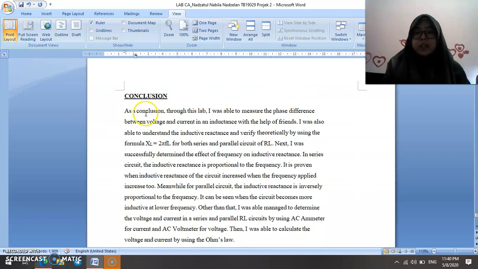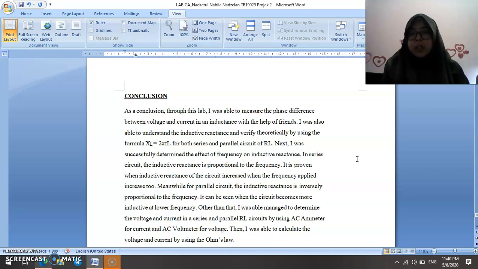As a conclusion, through this lab, I was able to measure the phase difference between voltage and current in an inductance with the help of friends. I was also able to understand the inductive reactance and verify theoretically by using the formula XL equals 2 pi times frequency times inductance for both series and parallel RL circuits. Next, I was able to successfully determine the effect of frequency on inductive reactance.